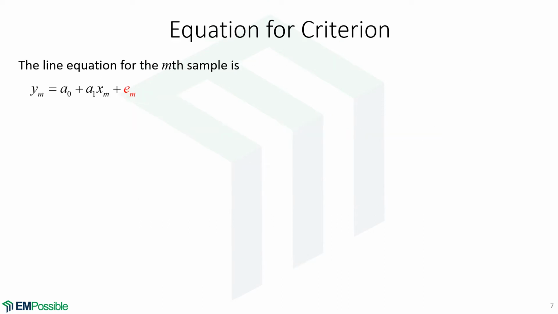So we picked a good criterion for best fit. Let's actually derive an equation for it. So if we look at the equation for the mth sample, so it's one of our intermediate points here, let's proceed with this. The first thing we'll do is solve it for that residual term.